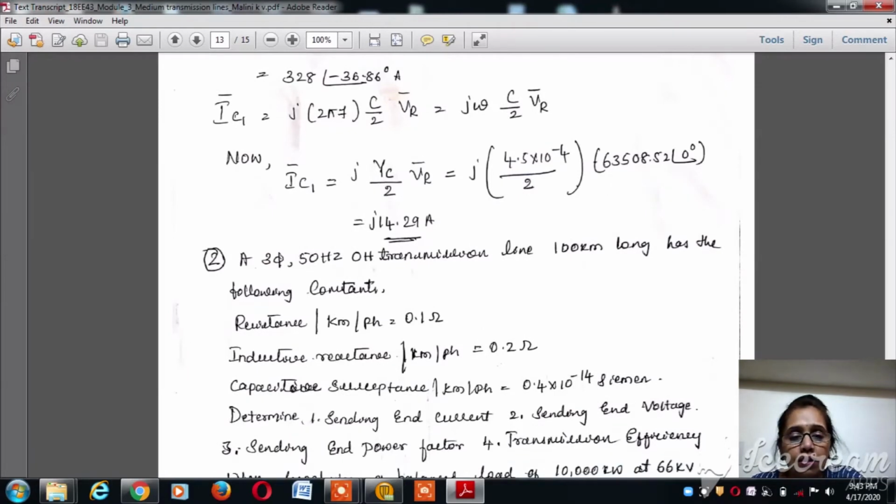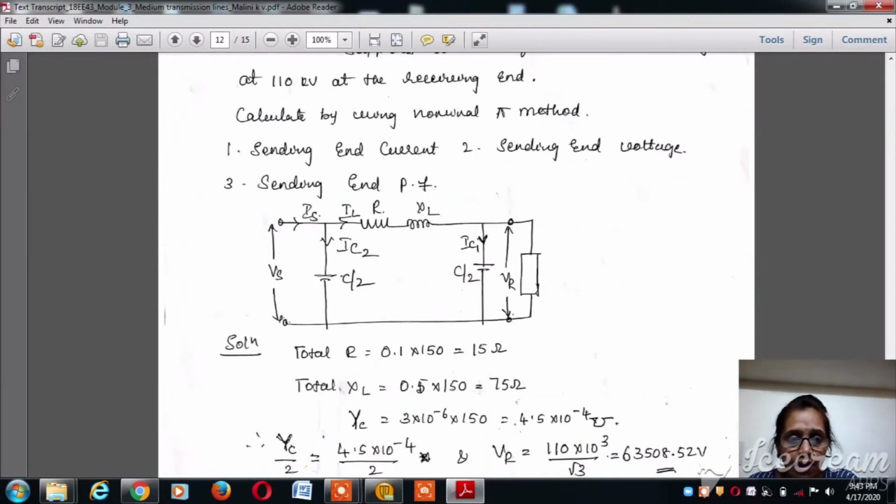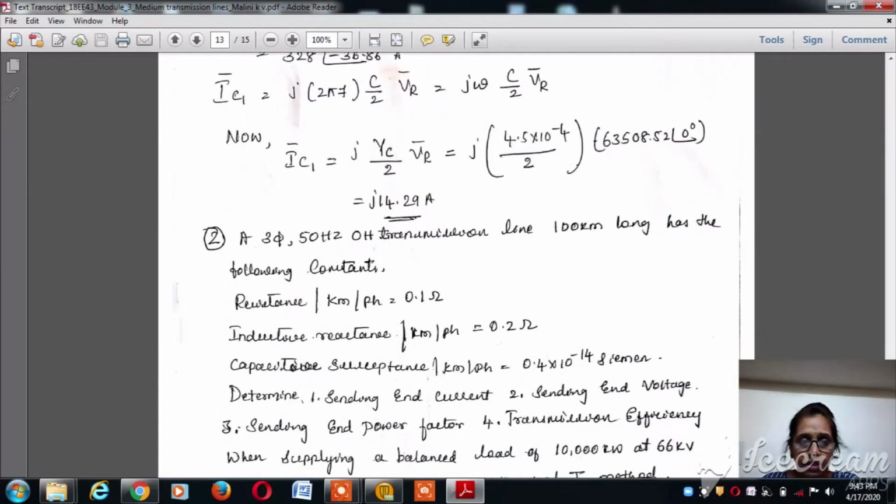So we have found out the sending end current IS and the sending end voltage VS, and the sending end power factor is also found out.